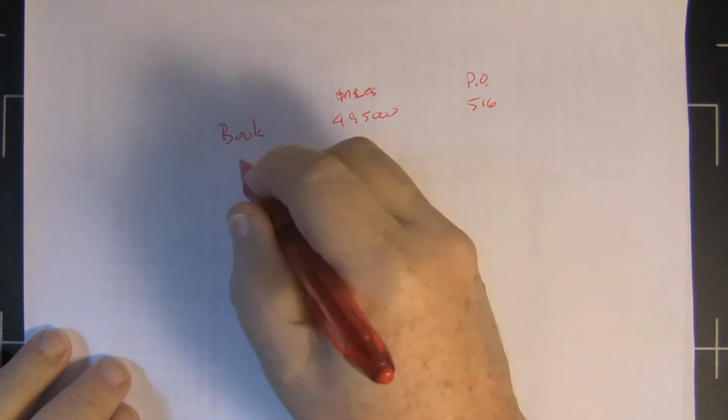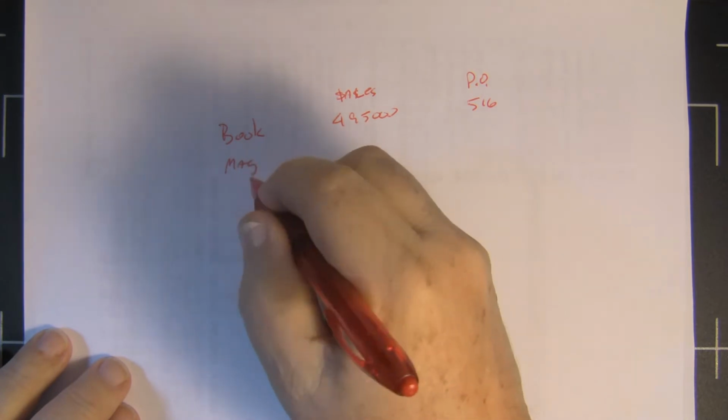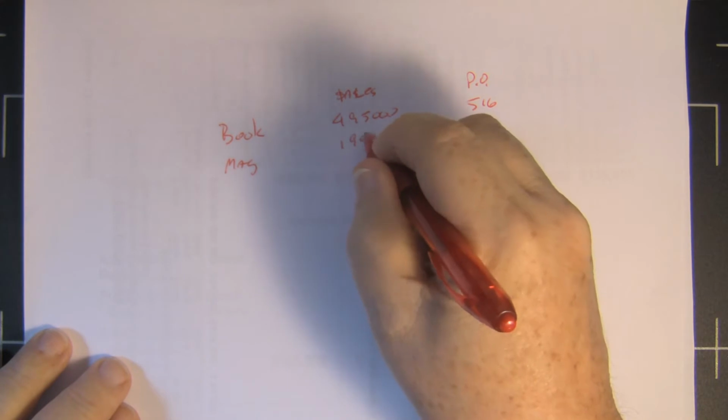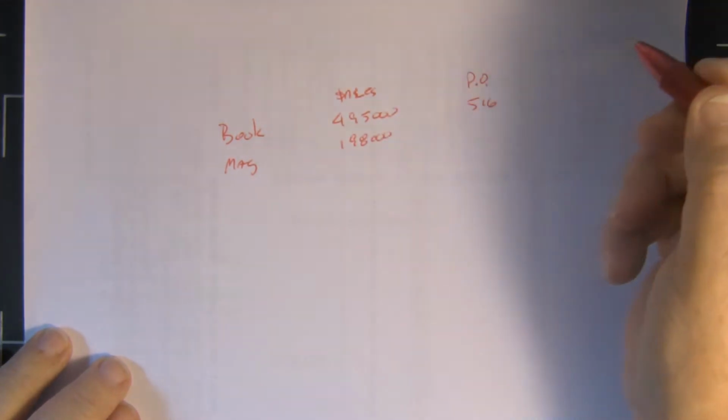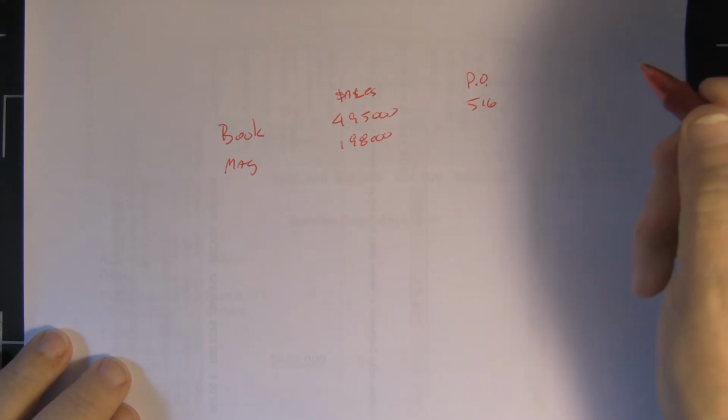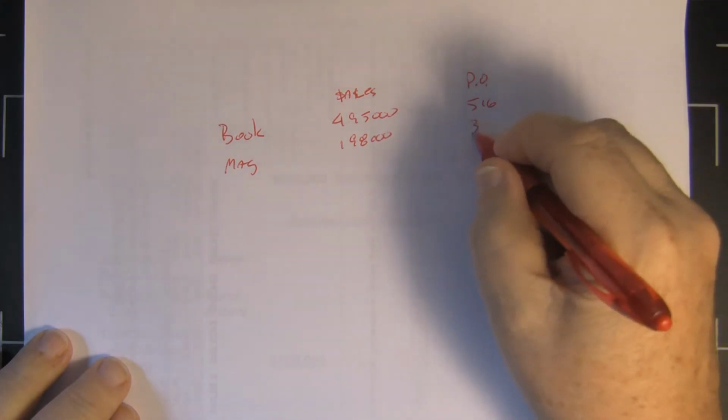Then they tell us that the magazine department has $198,000 in sales. Now that everybody can get their porn online, they probably don't have to buy magazines. And that's 360 purchase orders.